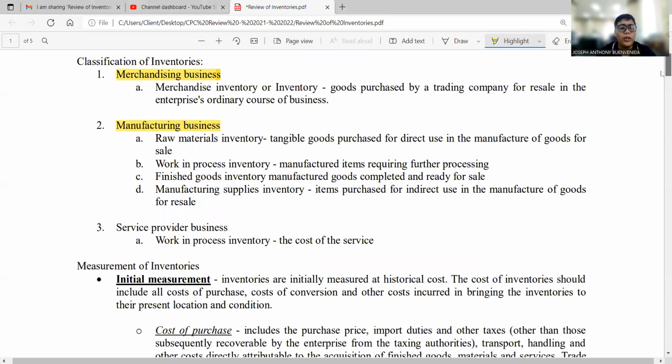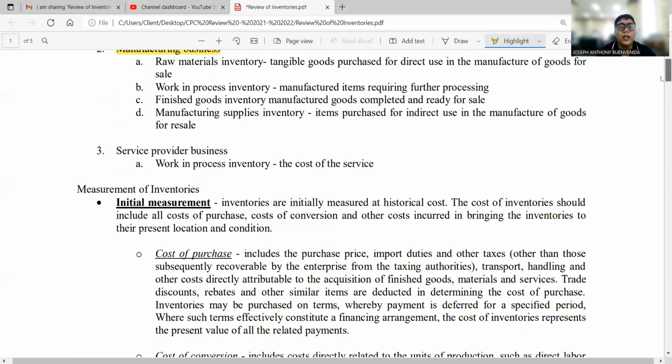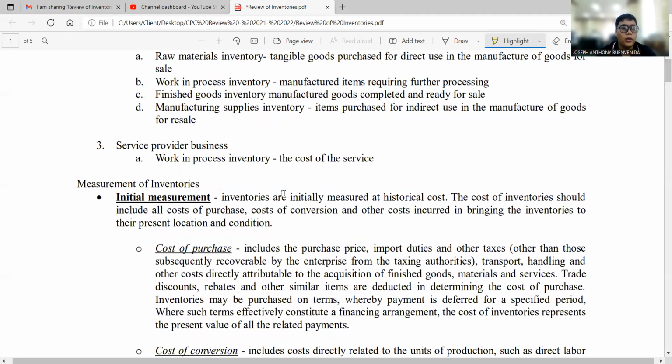So how do we measure inventory? At initial recognition, we measure inventory at historical cost. The cost of inventory should include all costs of purchase, costs of conversion, and other costs incurred in bringing the inventories to their present location and condition. As long as the expense is related to delivering the inventory to its present location and condition, it is considered part of the cost of inventory.